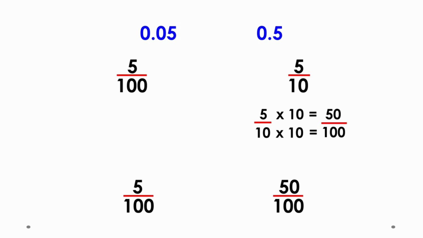Now we can see that out of the two fractions, 50 by 100 has the bigger numerator. So it is the bigger fraction. Hence 0.5 is the bigger decimal number.